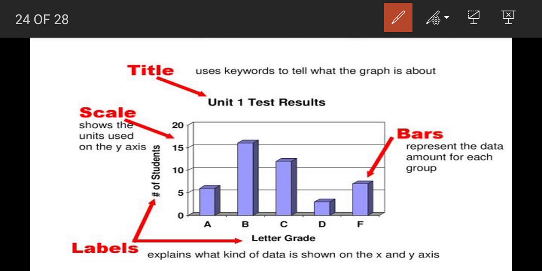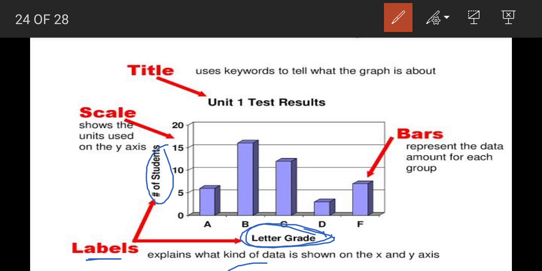Next, one more thing. In the x-axis I have taken letter grade, that is about the letters. In the y-axis it is about the number of students or whatever it may be. These two are known as labels. Whatever you have taken on the x-axis and y-axis is known as labels, which explain what kind of data is shown in both axes. In one axis we represent the name of the data and in the other axis the number of data.